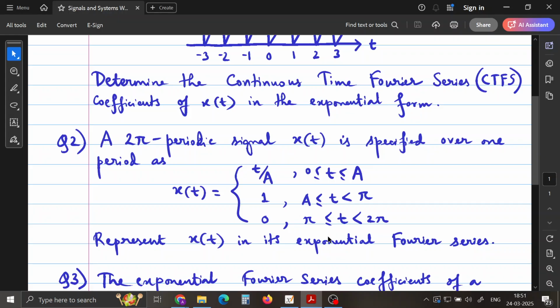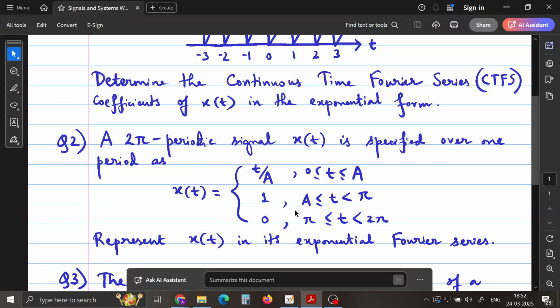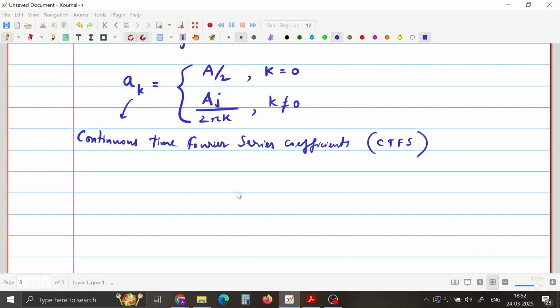So let's do that, but first let us visualize this graphically. So we're in the second question, and we already know that the fundamental period is 2 pi. It is given in the question that it is 2 pi periodic, and within one fundamental period, that is from 0 to 2 pi, the form of the function has been given.